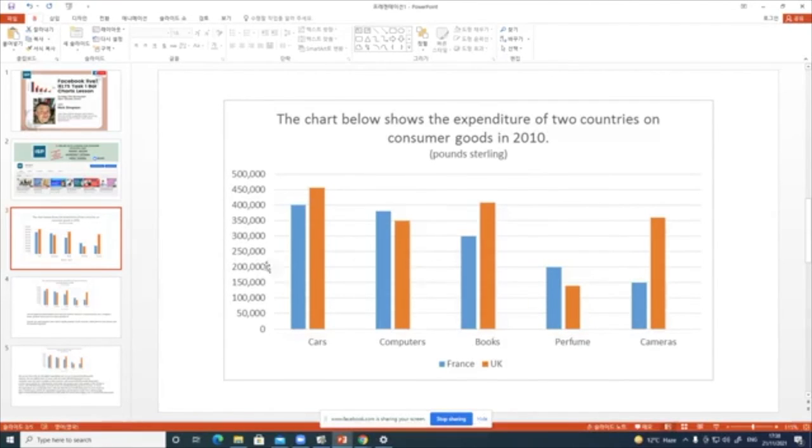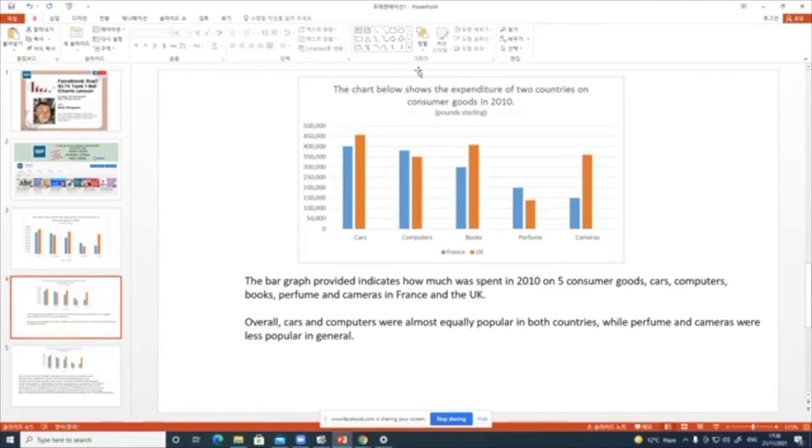Then the next step will be, okay, what strikes you? What catches your eye about this? Okay, the cars are pretty high, but computers and books are also quite high. But then we start to notice, okay, actually there's a fairly big difference here. There's a big difference here, and this is pretty low. So these are the things that stand out, which we'll comment on. And then you start and you write your introduction, which is a paraphrase of the title. Be sure to keep the exact meaning, but change some words to paraphrase, okay?